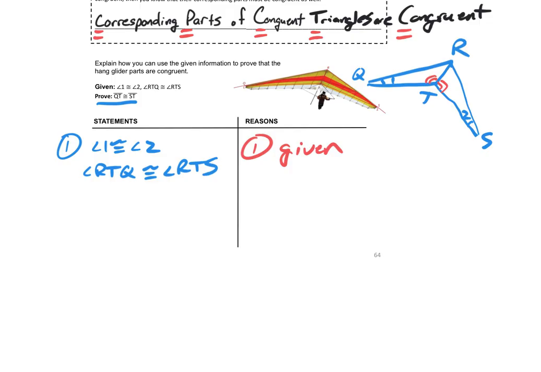How many pieces do we need to prove triangles congruent? 3. Okay? So we need one more piece to prove that these two triangles are congruent. What else do we know about these two triangles that we can prove congruent?